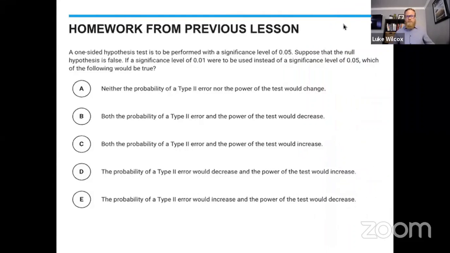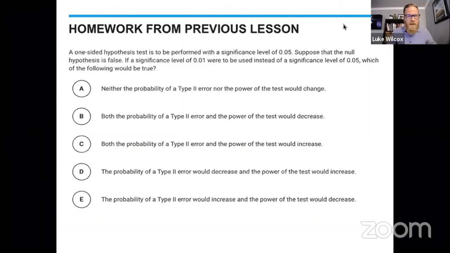Okay, so I'm going to jump back to the homework problem, which I actually assigned you on Friday. On Friday, we talked about type 1 errors, type 2 errors, and power. And this is an example question of something that you might have to think about on the AP exam. So let's just jump right in and see how well you did.